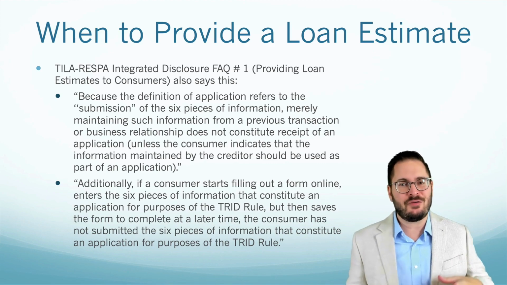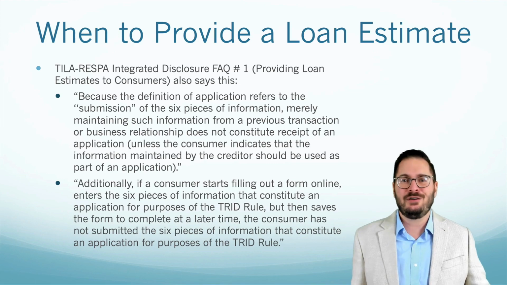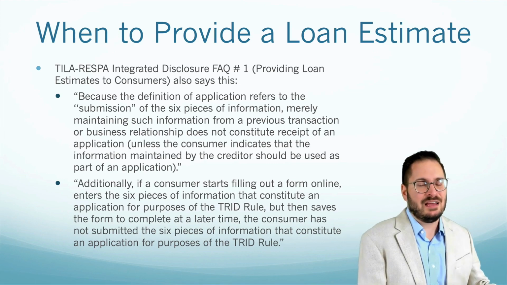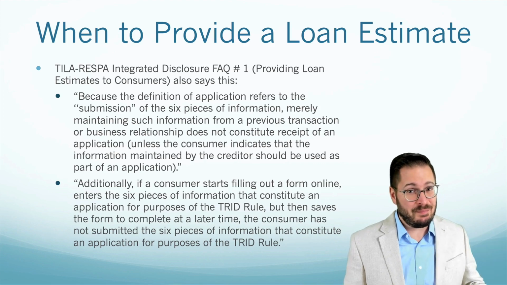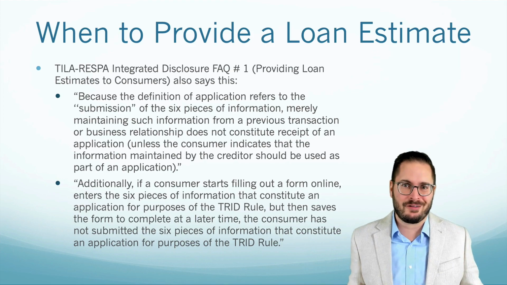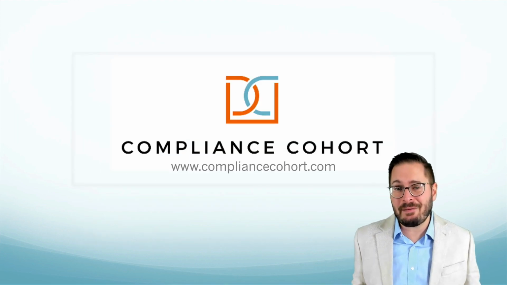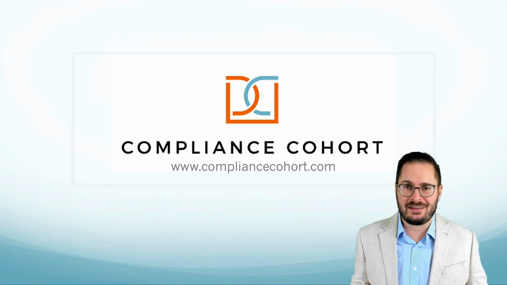So just because the information is there in your online system, if they have not hit the submit button, you're not required to go in and see which consumers have the 6 pieces of information in order to start your clock and send a loan estimate. You can wait for them to hit the submit button, and then that would start your clock. So that's all I have today for this compliance clip. That was from the frequently asked question number 1 and straight from Regulation Z.